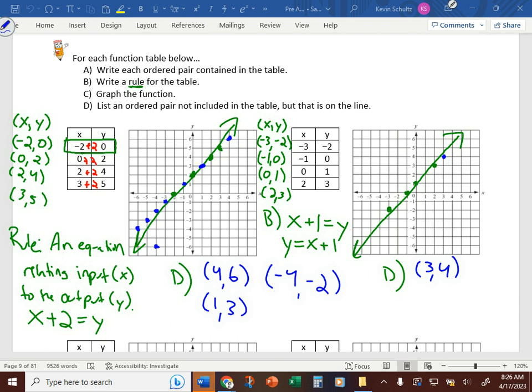Mia? 4, 5. 4, 5 is on the line but not in the table. Follows the rule. X plus 1 is 5. Others? Adrian? Negative 2 and negative 1. Negative 2, negative 1 should be on the line. There it is. Negative 2 plus 1 equals negative 1. Others you could have 1, 2. You could have negative 4, negative 3, negative 5, negative 4, negative 6, negative 5, negative 7, negative 6, and, well, there you have it.